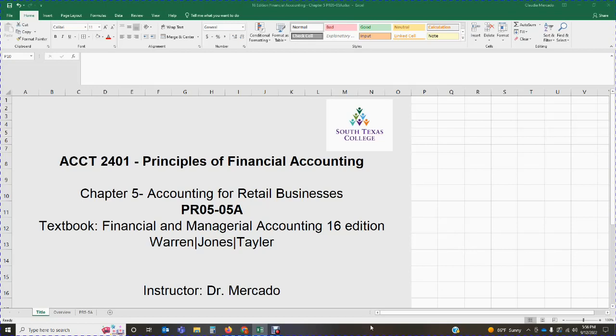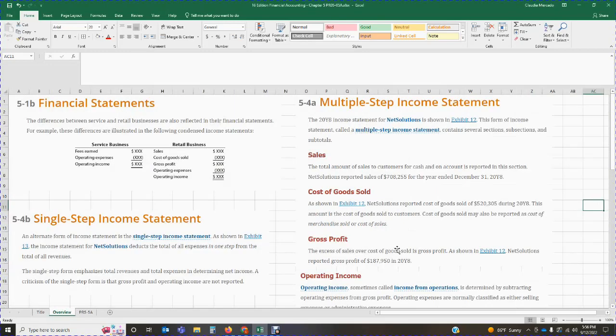Okay, we are transitioning from a service business to a retail business, so there are some things that do change. There's a lot of information provided, new accounts that are being added. It's just a wealth of information that we need to become familiar with. Now this particular problem that I'm going to cover today deals with financial statements.